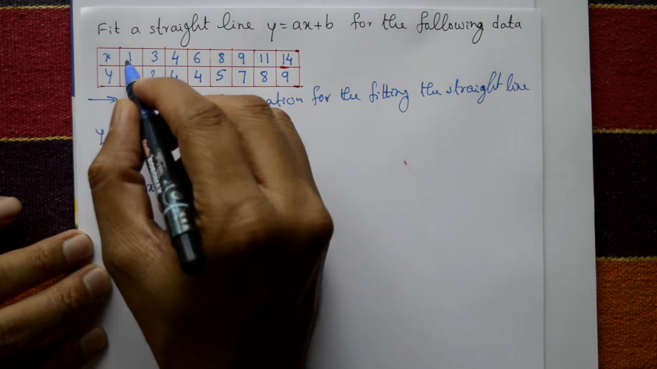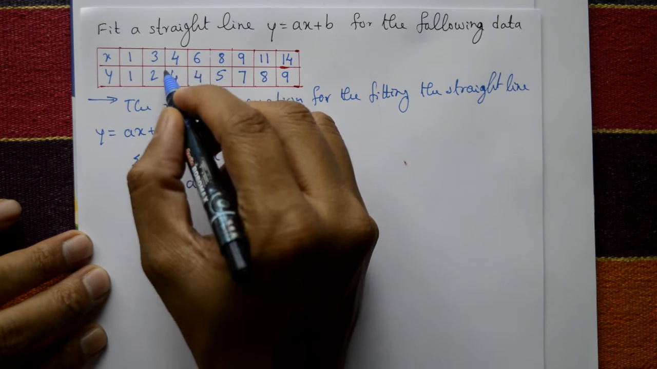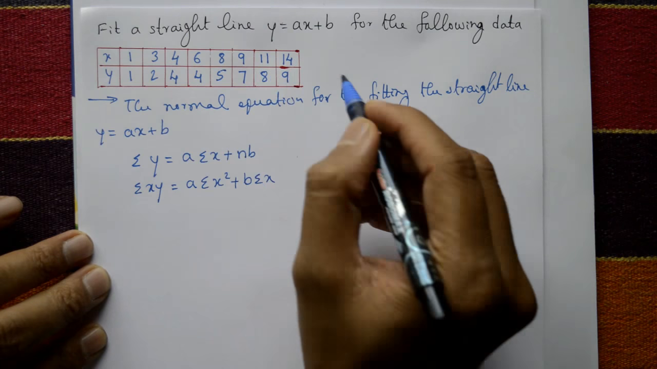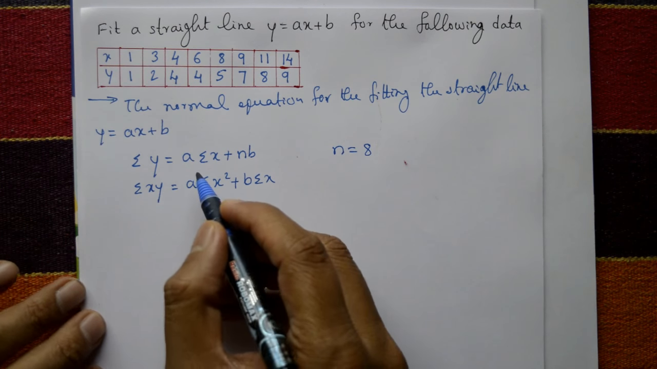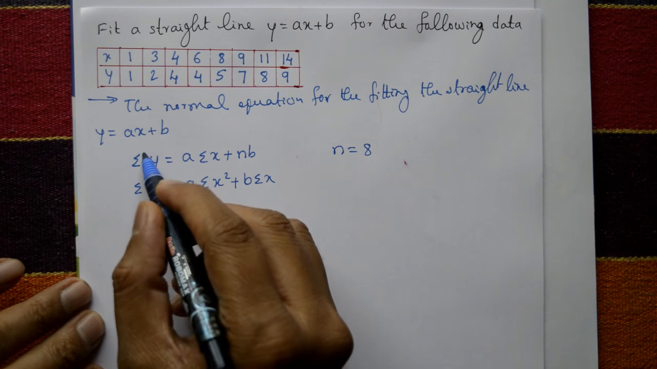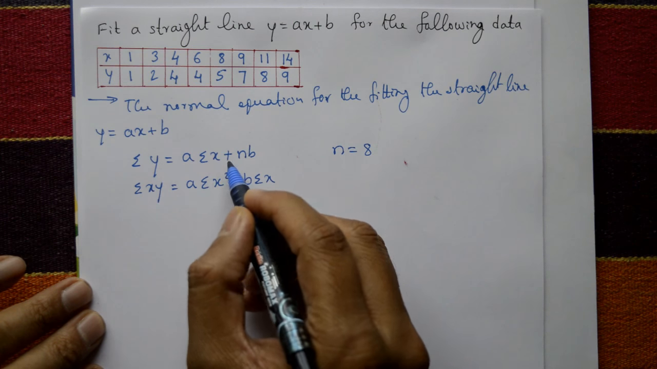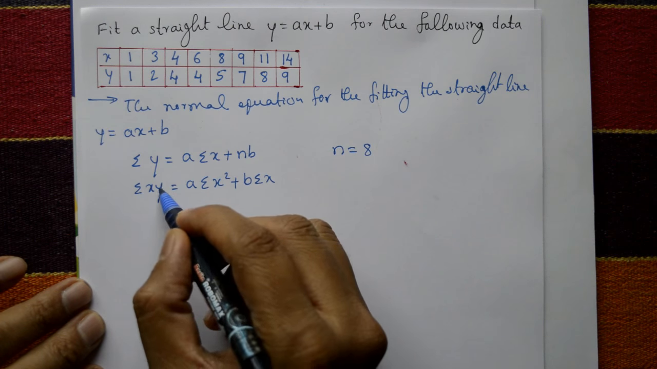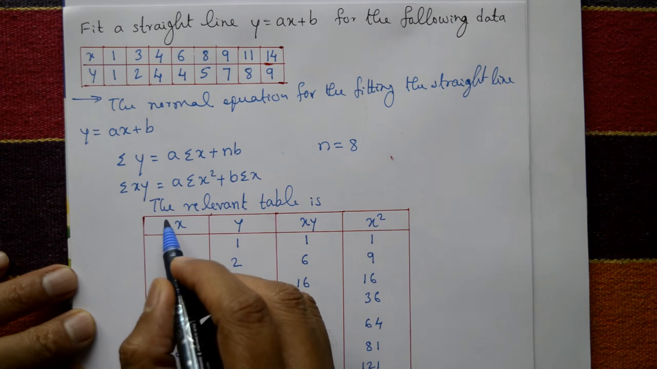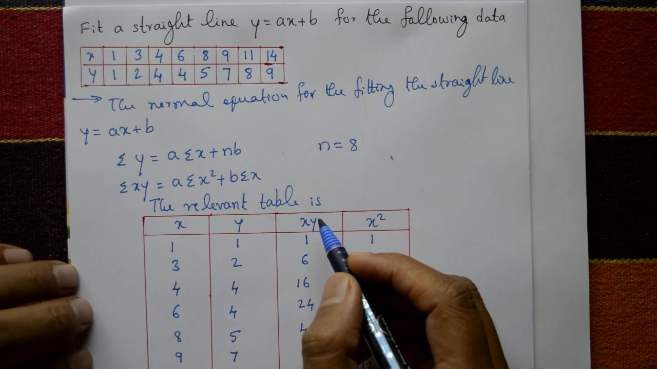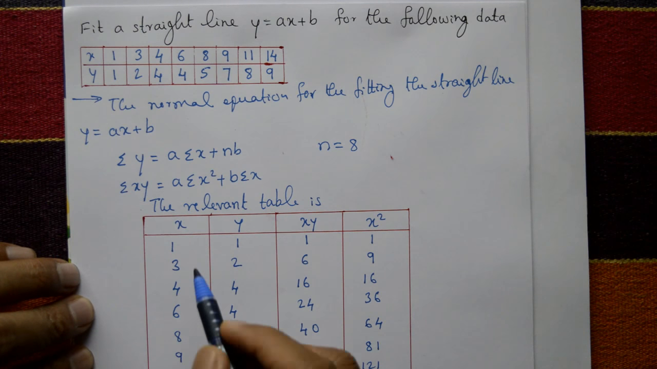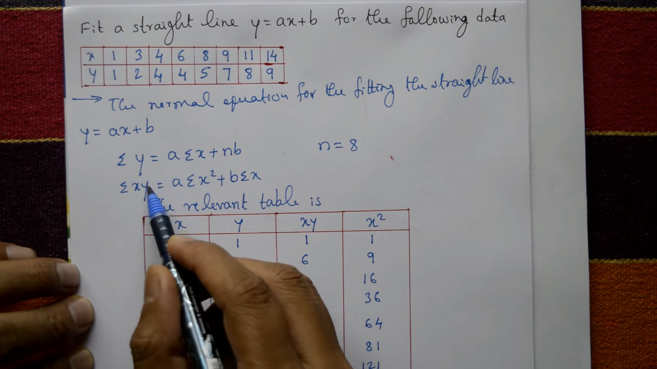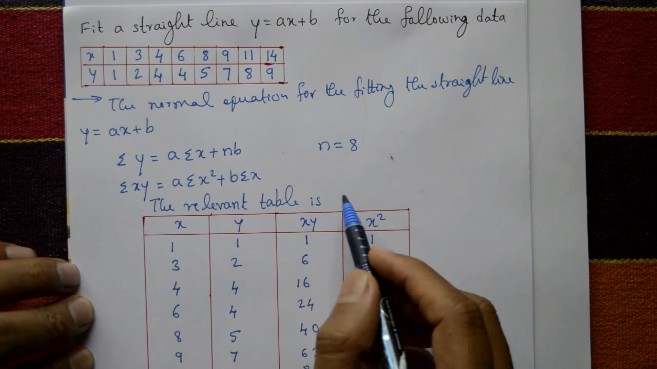The number of x and y values is 1, 2, 3, 4, 5, 6, 7, 8, so n = 8. Now construct a table. In the table we require x, y, xy and x². The relevant table requires summation x, summation y, summation xy and summation x².